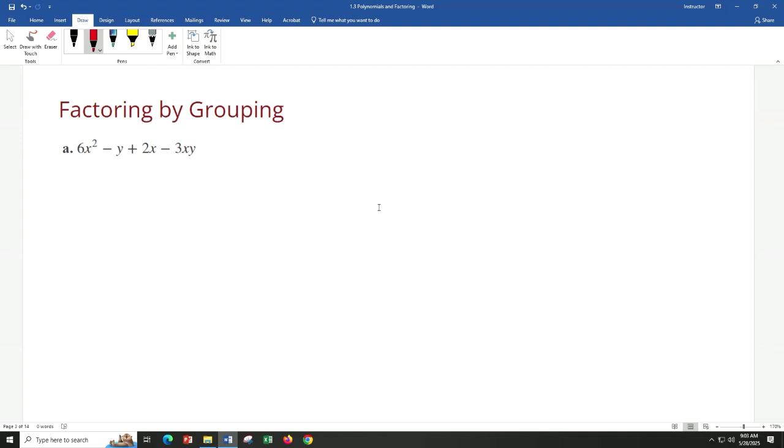Notice carefully though that this one you could start trying to factor by grouping, but there's a problem. Okay. Notice this guy and this guy. Their y's are separated too far apart. So why don't we rearrange those y's where they're together and then put the x's together? Okay, we can do that. So let's come in here and rewrite this as 6x squared plus 2x, and then minus y minus 3xy.